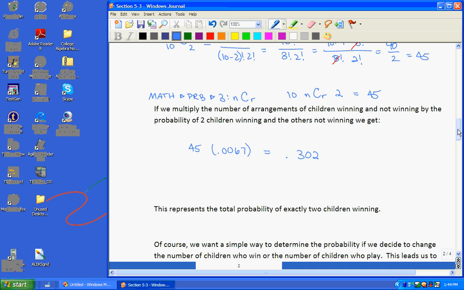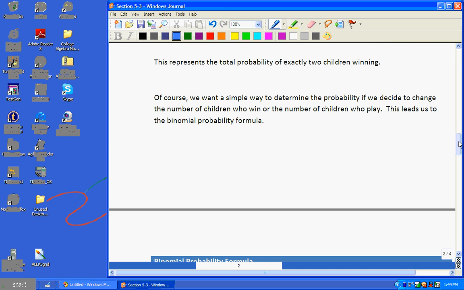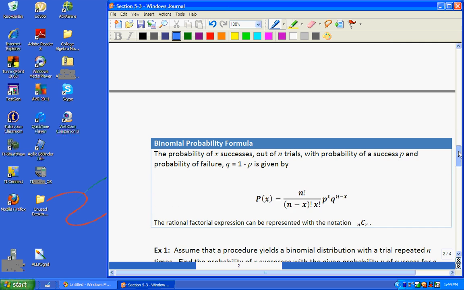Well, of course, this was doable, but we want a simple way to determine the probability if we decide to change the number of children who win, or we might change the number of children who play. So that leads us to the binomial probability formula.